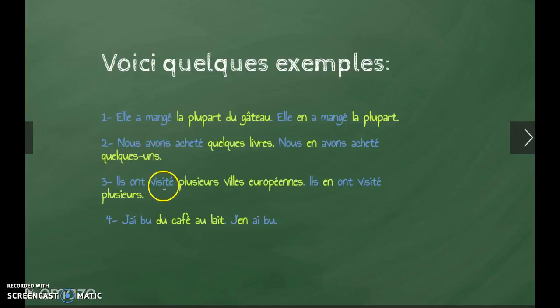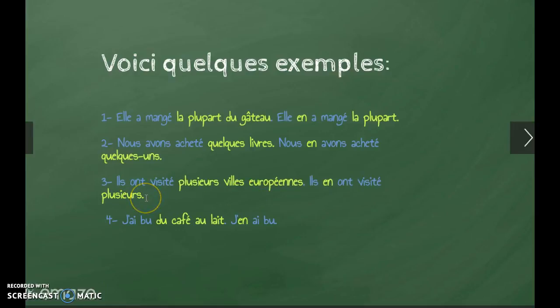In the third example, ils ont visité plusieurs villes européennes. They visited several European cities. And I'm going to replace villes européennes by the pronoun en. Alors, ils en ont visité. Now, how many cities did they visit? Plusieurs. This is our expression of quantity, and I need, again, to put it at the end of the sentence. Ils en ont visité plusieurs.